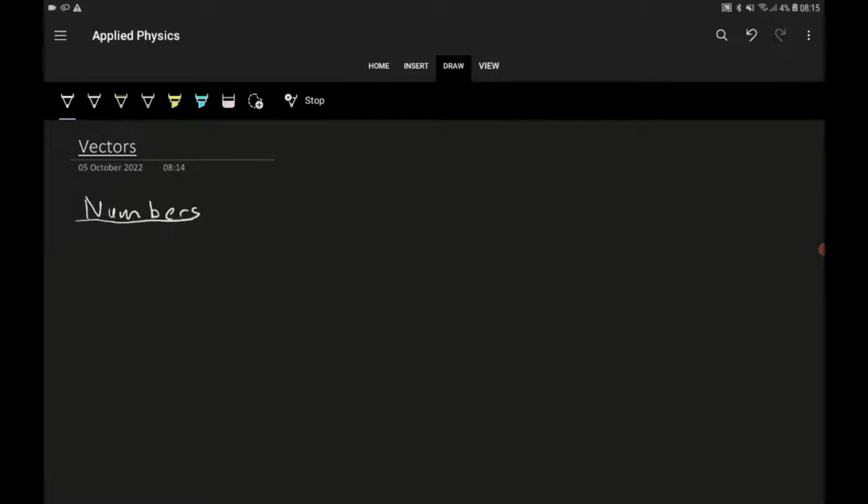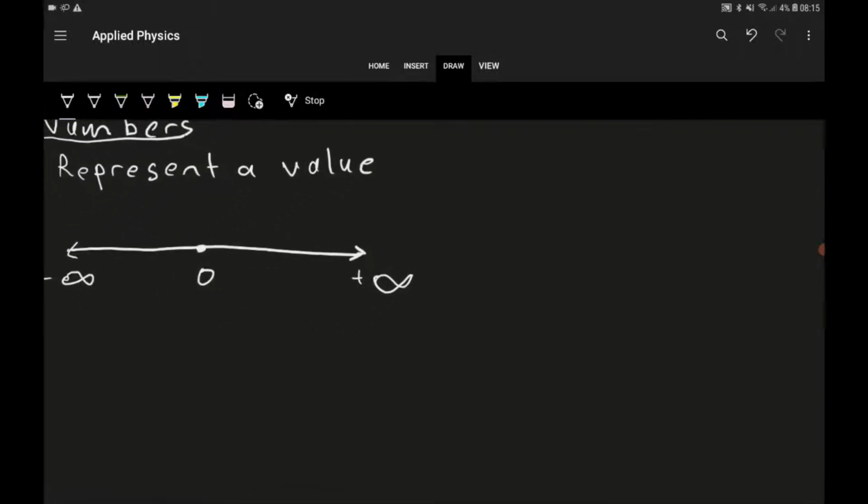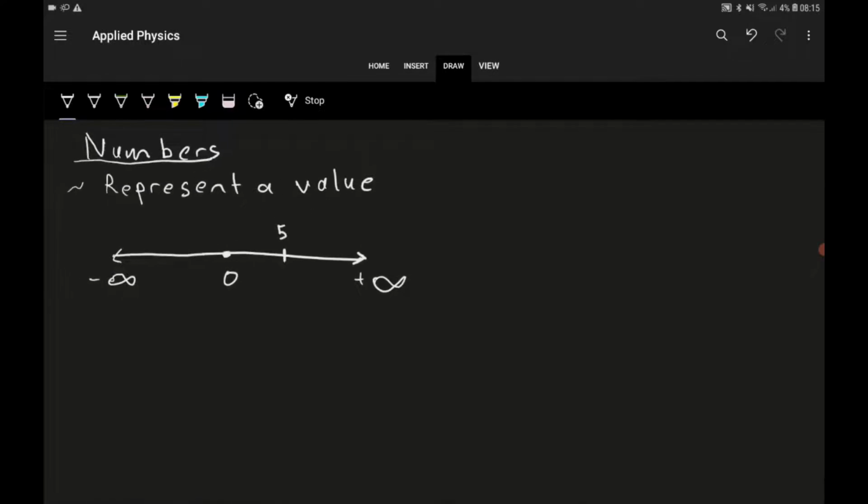Numbers are used to represent a value, and usually we represent numbers on a number line. That's 0, that's negative infinity, that's positive infinity. So we simply use numbers to represent a value, a magnitude of, let's say, a force of 5 newtons. That could be represented by a simple number.